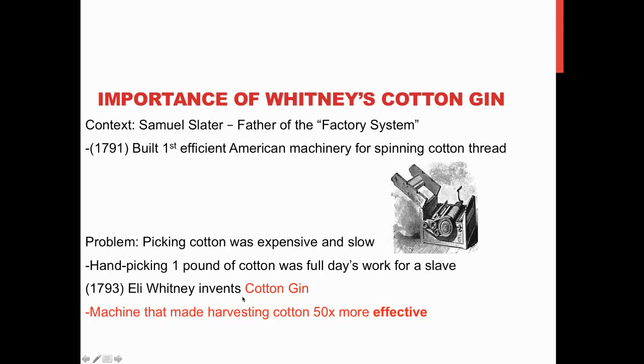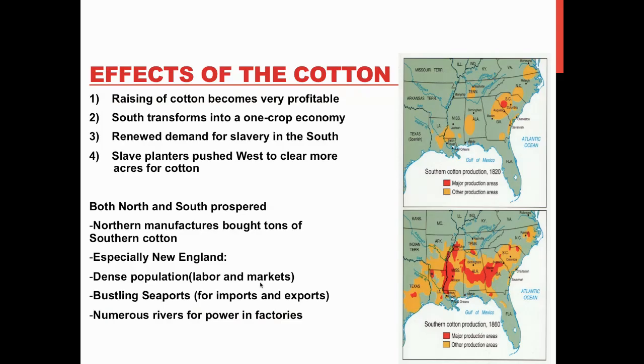The creation of the cotton gin by Eli Whitney in 1793 completely transforms the economy of not just the South, but also really the North and the manufacturing region of the United States as well. We see this has a profound impact on the American economy because it makes harvesting cotton 50 times more effective. And this has tremendous amounts of effects.